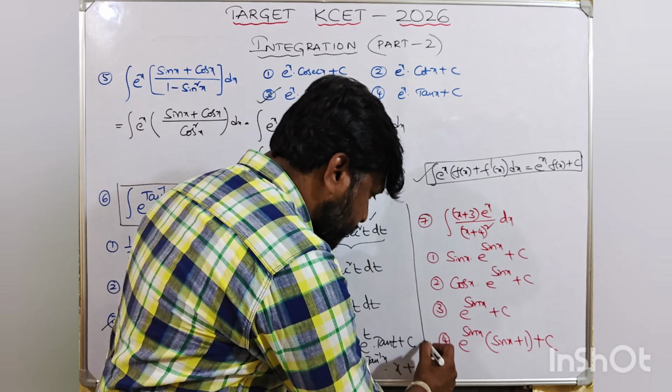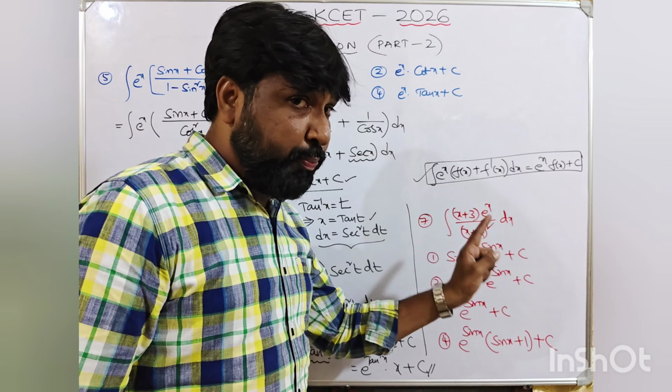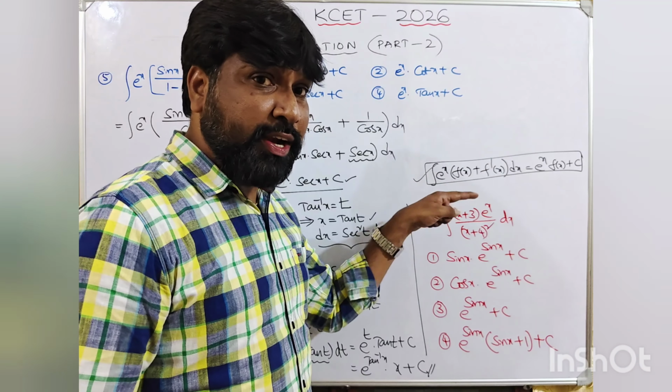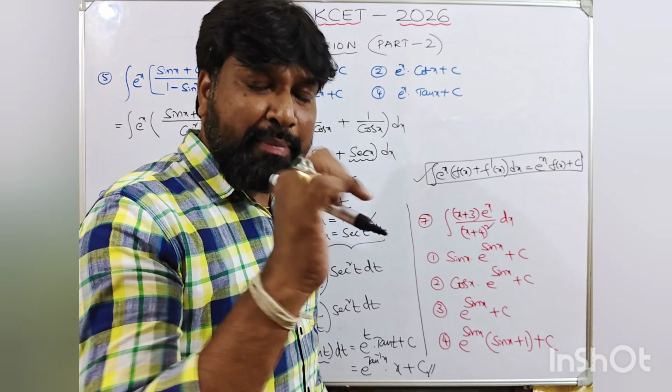Similarly, this is the question for you, friends. Integral (x plus 3) into e power x by (x plus 4) whole square dx. I hope you know very well how to solve. Integral e power x into, look at the denominator, let us convert into numerator, simplify accordingly, and update your answer in the comment box, friends.